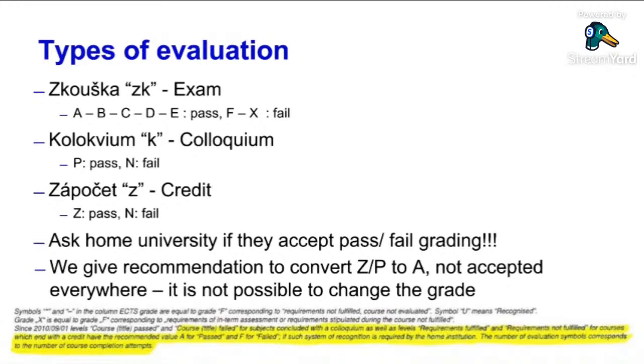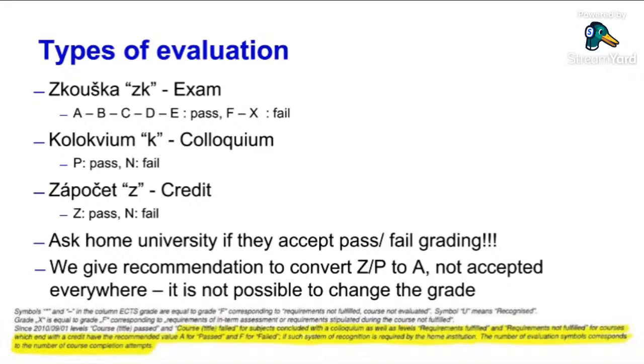I assume the grading system differs from the system your home university uses. So please ask your home university whether they accept these pass and fail grades. Even though there is a sentence automatically put on each transcript of records asking universities to kindly consider the passing grade as the best possible grade, some universities do not want to comply with the recommendation. Unfortunately, it's not possible to change these passing, failing grades into letter grades or even into number grades.